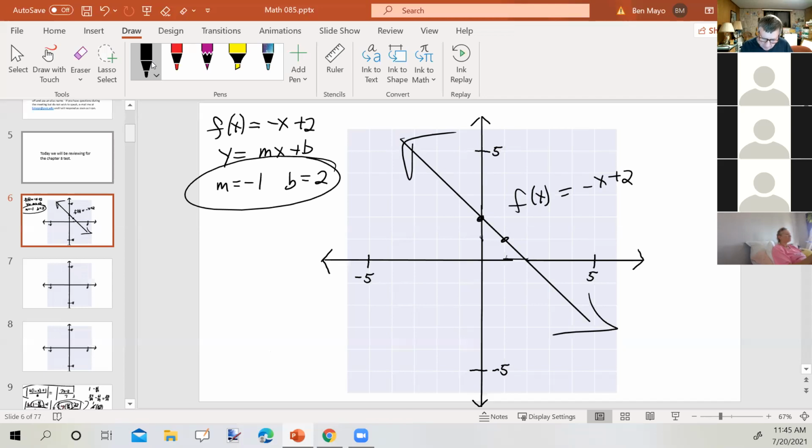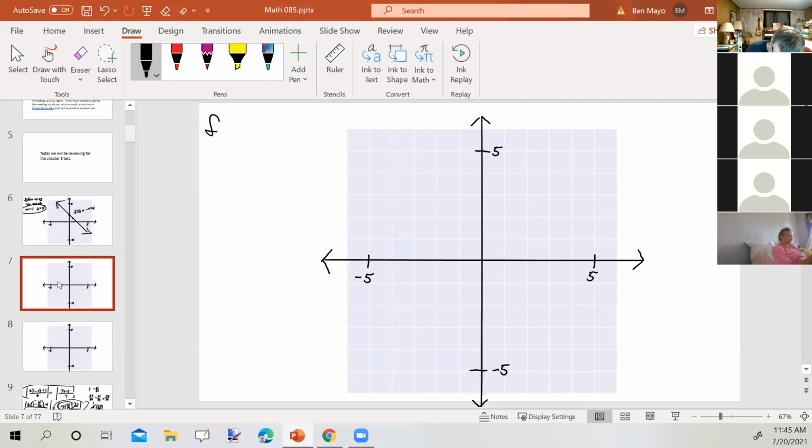But on this one, we can use points and then put the line, right? Yes, and that's what I'm going to do now. Let's see, what was it? Negative x plus 2. All right, so instead, let's make a table. How about if we use x is 0 and x is 1?